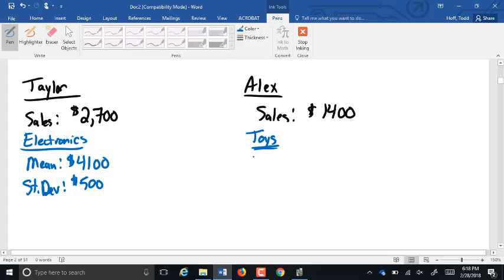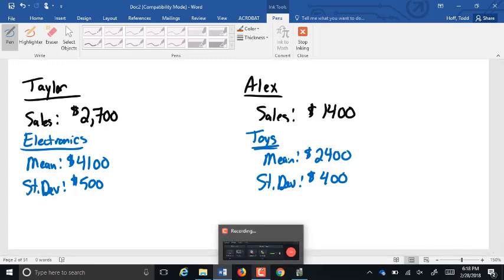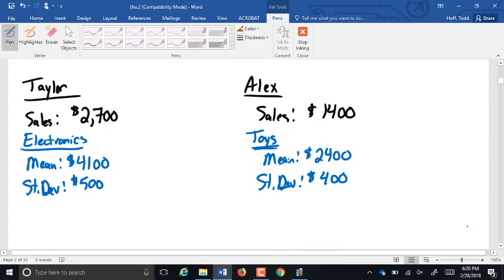Let's say for all the people in the toy department, the mean sales was $2,400 with a standard deviation of $400. I'm going to give you guys a couple minutes to figure out who you would fire. We'll come back from break at 6:30 and we'll go over this one.